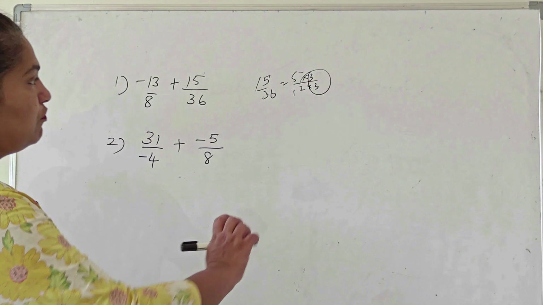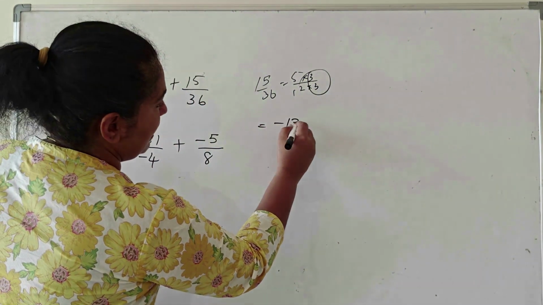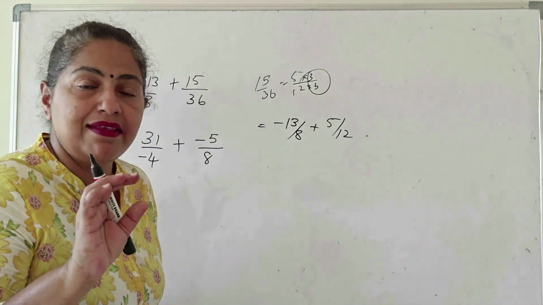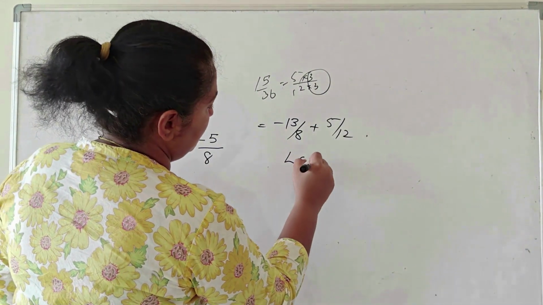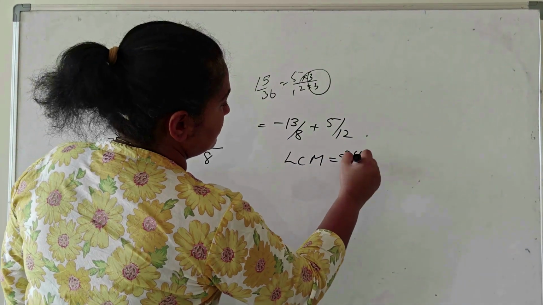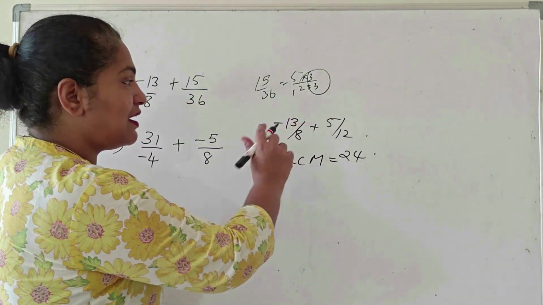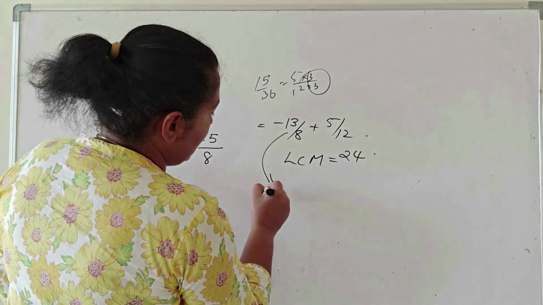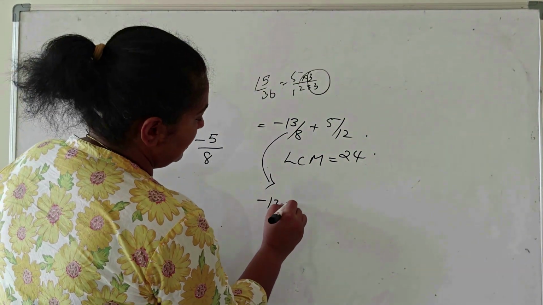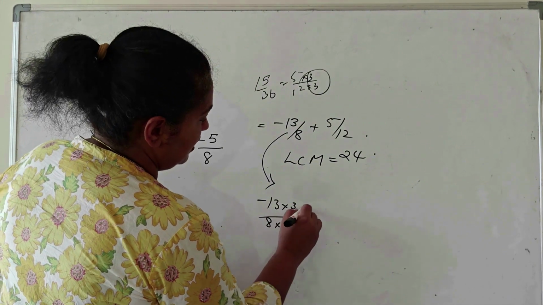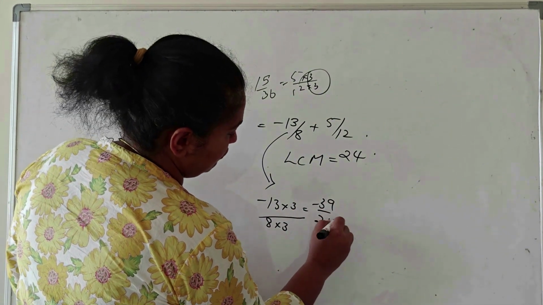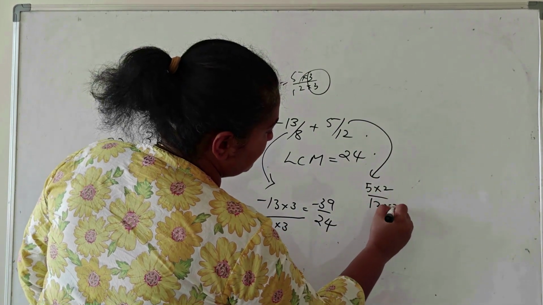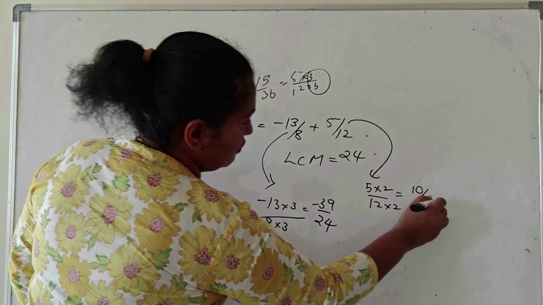Okay. So now we are adding minus 13 by 8 and 5 by 12. Right. The LCM of the denominators will give you 24. So let us convert each of the rational numbers to a denominator of 24. So minus 13 by 8 is minus 13 into 3 by 8 into 3, which is minus 39 by 24. And 5 by 12 is 5 into 2 by 12 into 2, giving us 10 by 24.